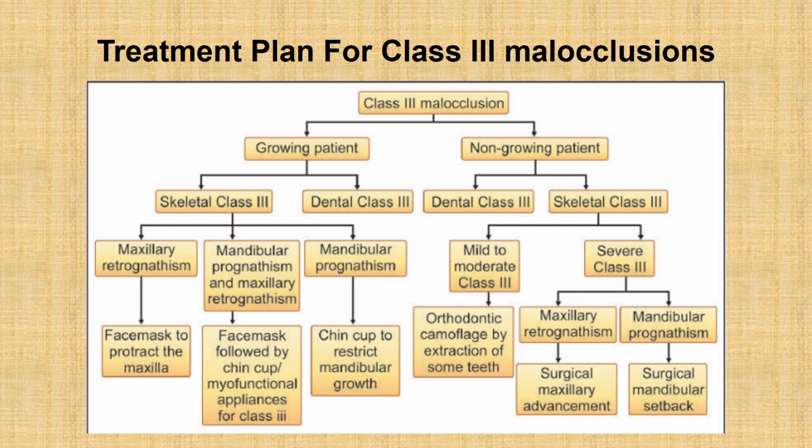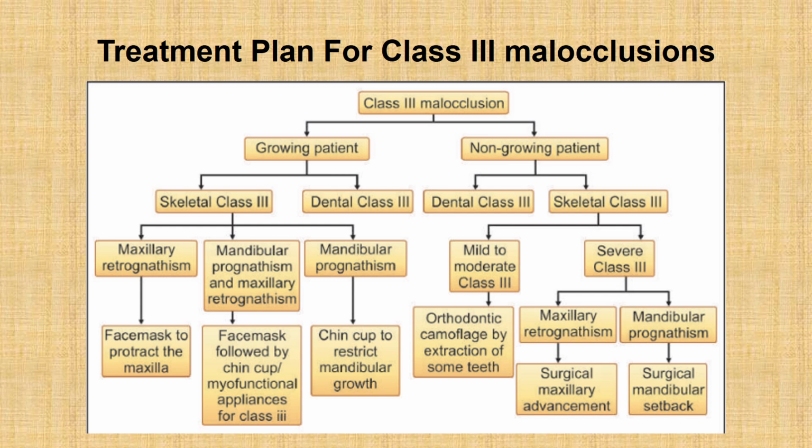Okay, the treatment plan for class 3 malocclusion. Now, when we are treating class 3 malocclusion, the first thing to consider is whether the patient is growing or whether it's a non-growing patient. Now, in either of these categories, we will have to decide whether the malocclusion is basically skeletal or dental. Now, if the malocclusion is skeletal in nature, then in a growing child, the modality of treatment will be some form of orthopedic intervention. Now, exactly which one will depend on which jaw is at fault.